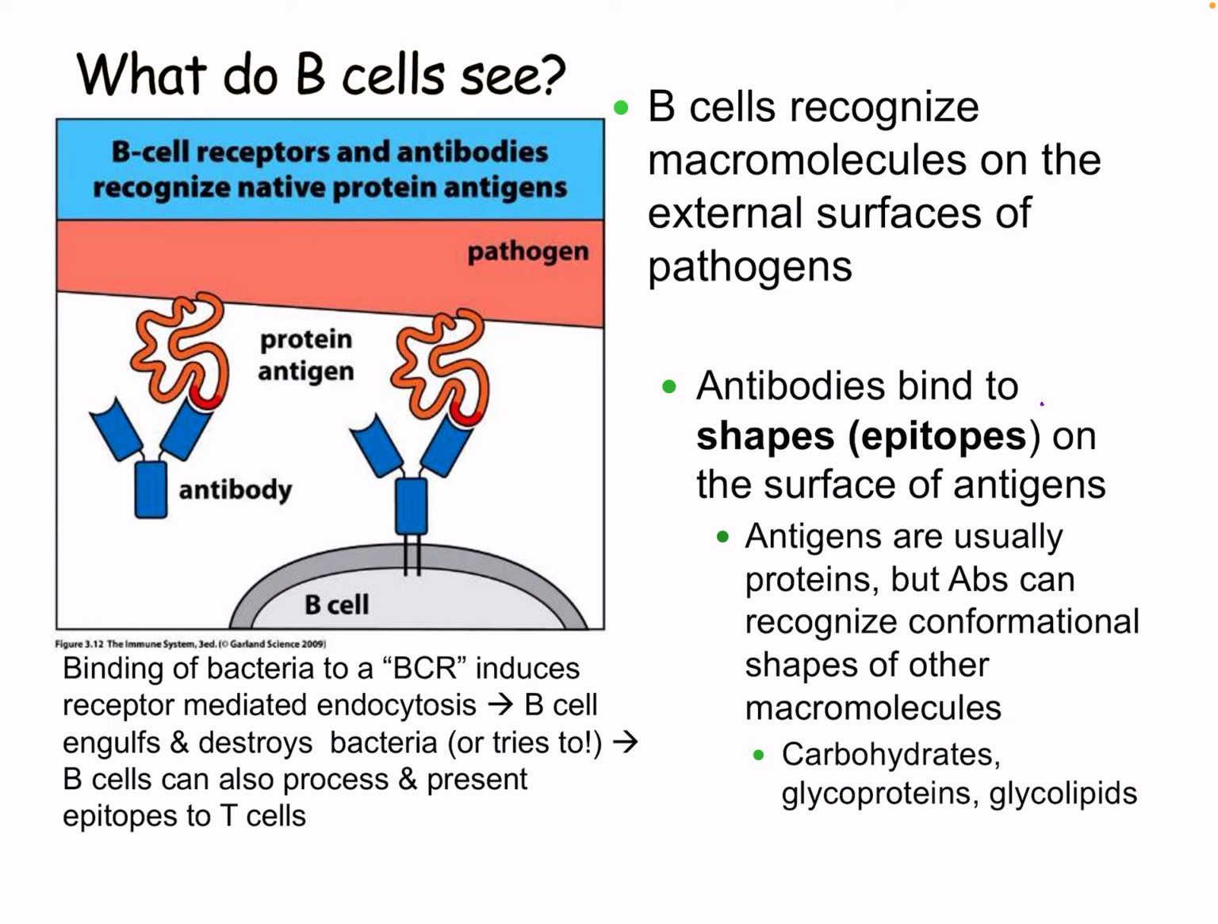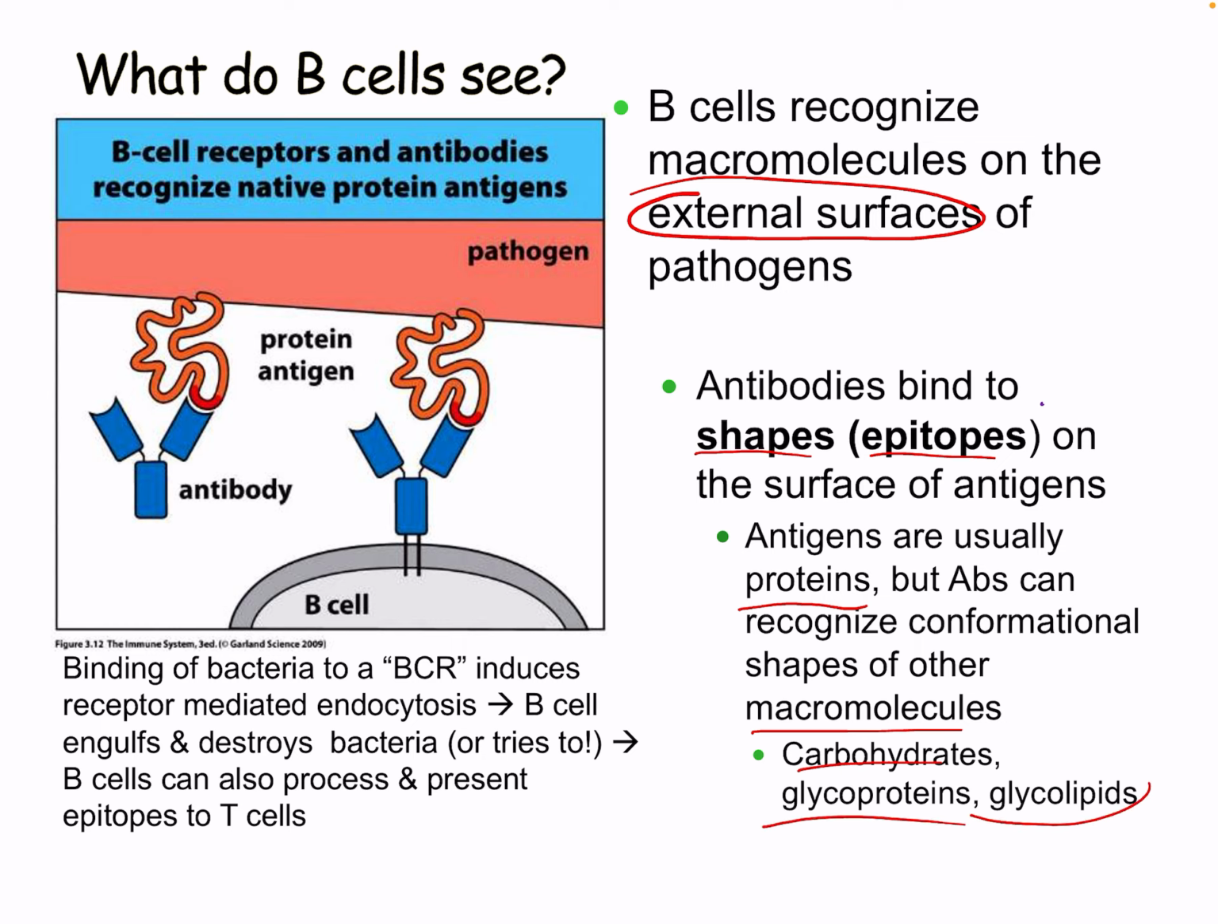So B cells recognize macromolecules on the external surfaces of pathogens. That's important, as we'll compare them to T cells at some point. So antibodies bind to shapes or epitopes on the surface of antigens. These antigens are usually proteins, which we said are highly antigenic or immunogenic. But antibodies can also recognize conformational shapes on other macromolecules, such as carbs, glycoproteins, and glycolipids.